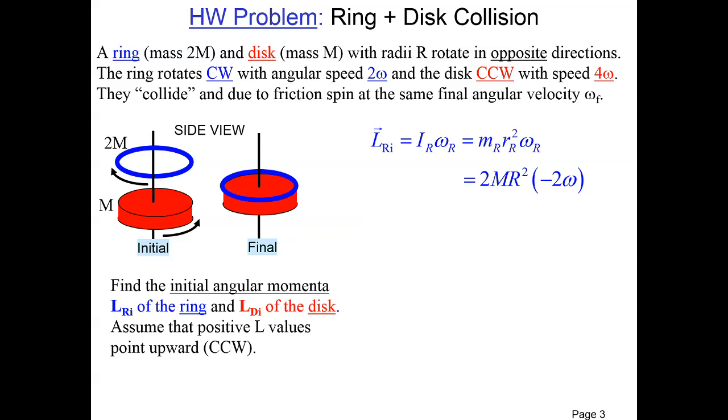The next type of problem we can solve using the conservation of angular momentum is a collision between two spinning objects. So usually what we mean is that two spinning objects are dropped on top of each other, or someone runs and jumps onto a spinning object.